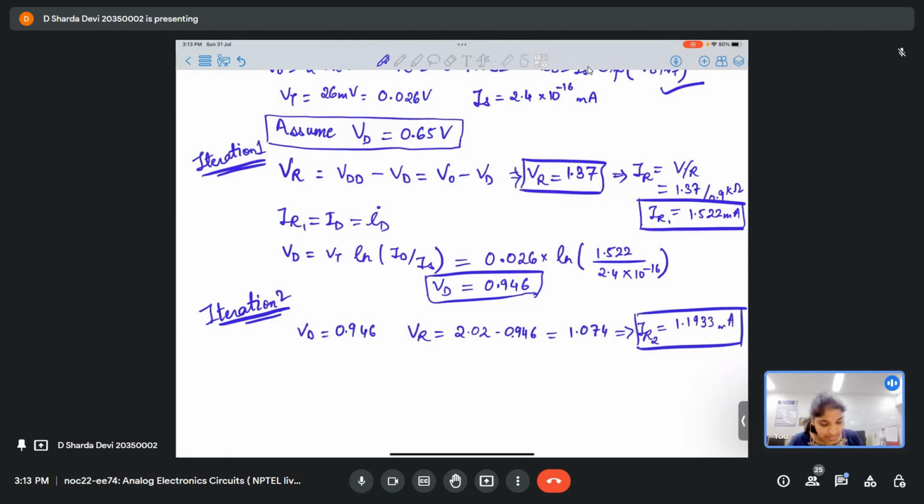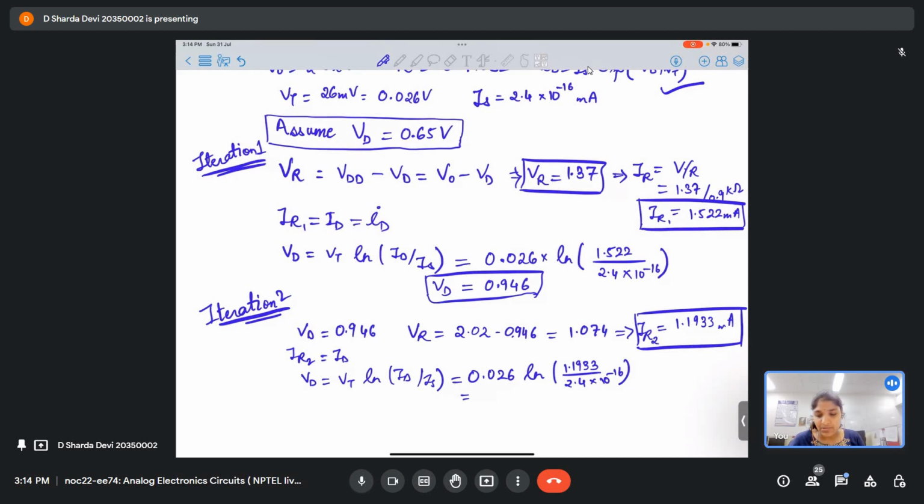Again, this IR2 is equal to ID. So we'll reiterate and again find the value of VD. So VD is 0.026 ln of 1.193 by 2.4 into 10 to the power minus 16. What is this value?